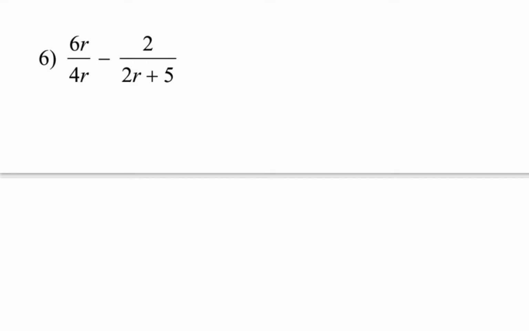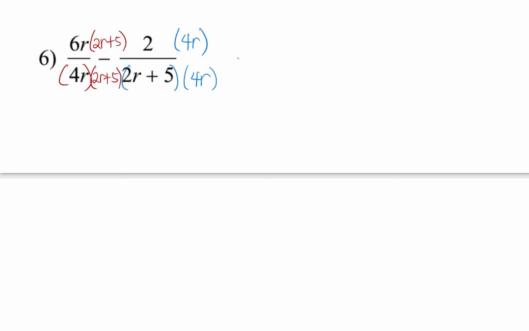How do we solve a problem that looks like number 6? First thing that we need to do is to make the denominators the same. So I will be multiplying the first rational by the second denominator, which is 2r plus 5. I will do the same thing in the numerator, 2r plus 5. And I will multiply the second denominator with the first denominator, and that is 4r, and multiply that in the numerator as well.